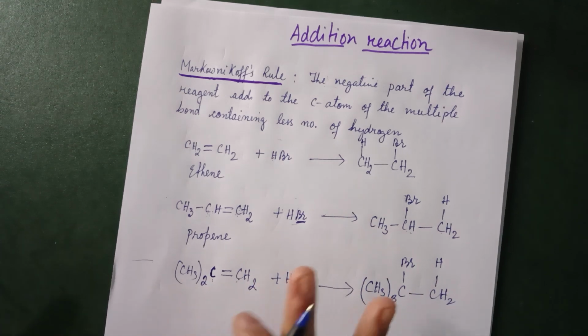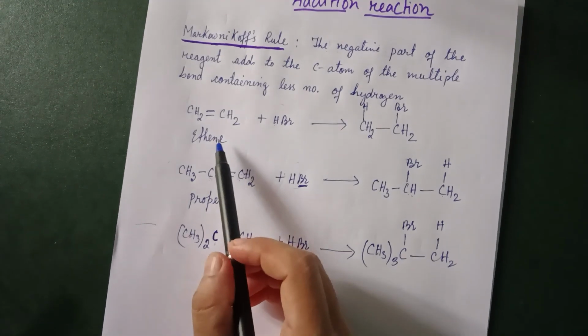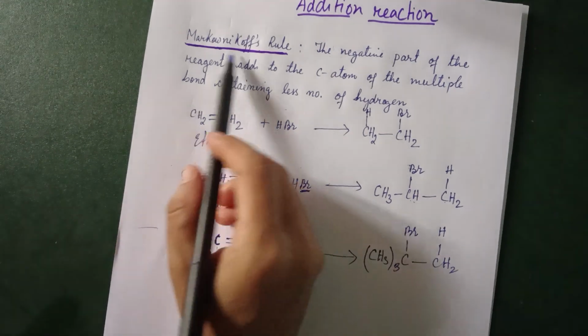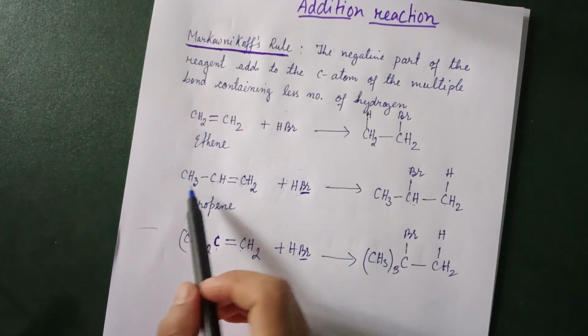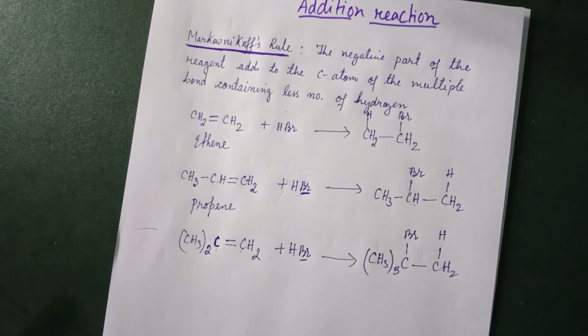So Markownikoff's rule is about addition reactions of unsymmetrical alkenes. In the case of symmetrical alkenes there is no problem. In the case of unsymmetrical alkenes, we have to follow Markownikoff's rule. So this is according to Markownikoff's rule. We have another, which is against Markownikoff's, and that is called anti-Markownikoff's. We will discuss it in the next class.